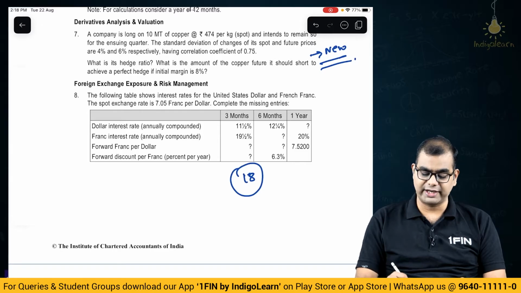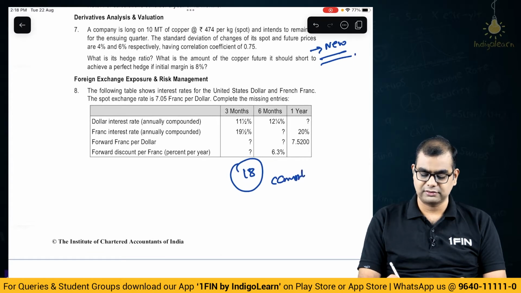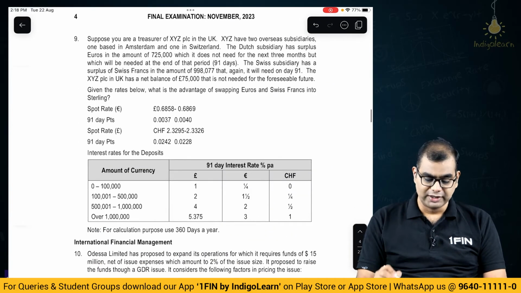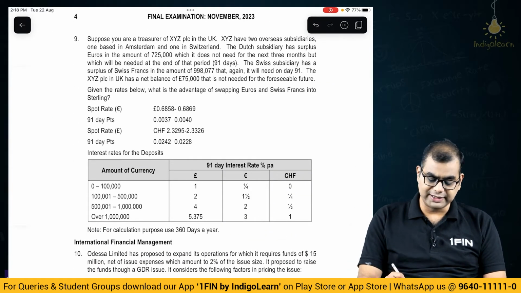In Forex, this is question number 18 from the compiler. You can directly have a look at it. I have given the solution beautifully. Then question number 9. Question number 9 again is Forex.